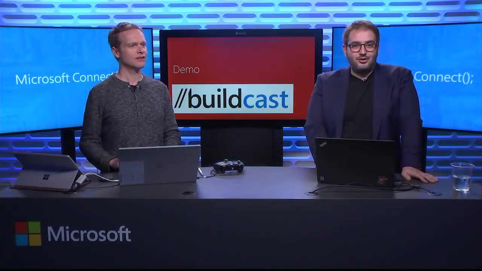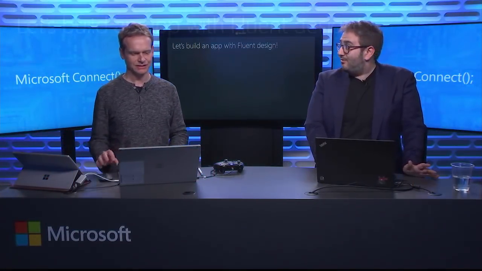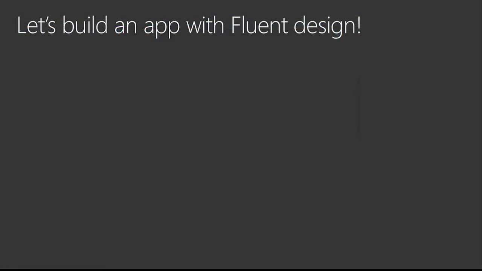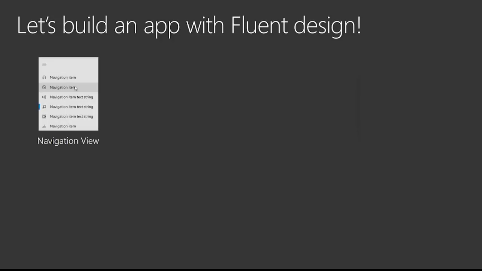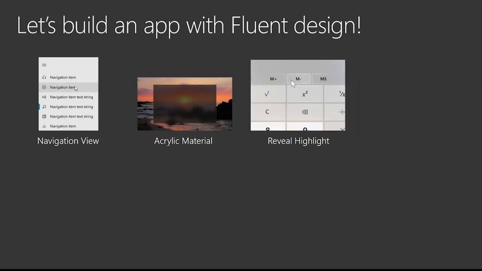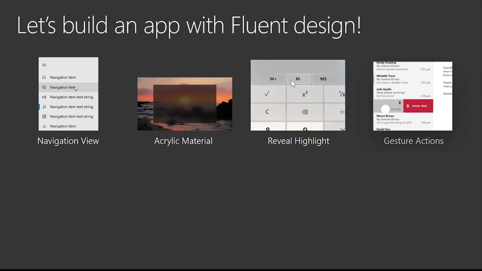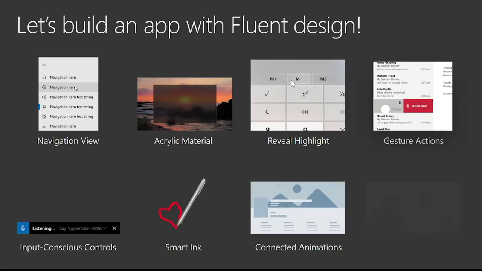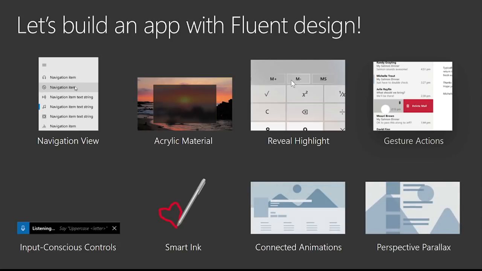All right. So there's a bunch of different elements of things that James showed there that we're going to walk through today in detail to show you how to build an app with Fluent Design. And so that was that navigation view control, the acrylic material, the reveal highlight, gesture actions, input conscious controls, smart ink, connected animations, and perspective parallax. So there's a lot there. A lot of fun news. These are just some of the new elements that we'd like to share with you and talk about.